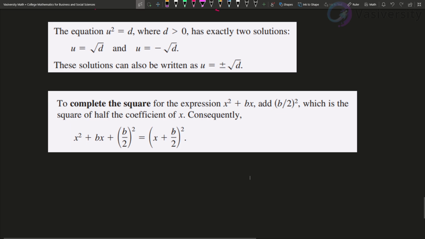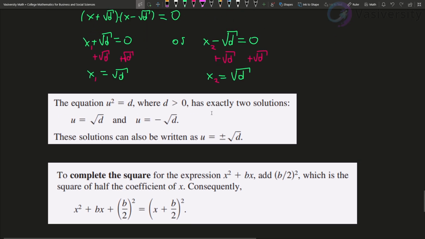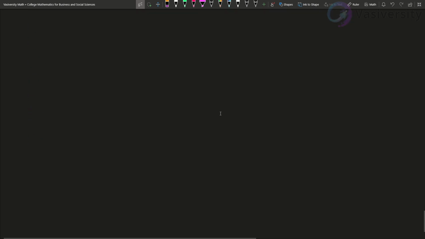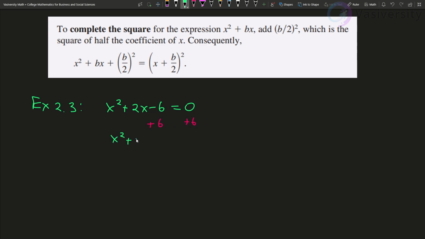What would be an example of such? I'm going to give the next example. I think the last example was 2, so the upcoming example is going to be example 3. Let's think about the following problem: x² + 2x − 6 = 0. The left-hand side is not factorable quite yet. So let's first move 6 to the right by adding it to both sides. We'll have x² + 2x = 6.